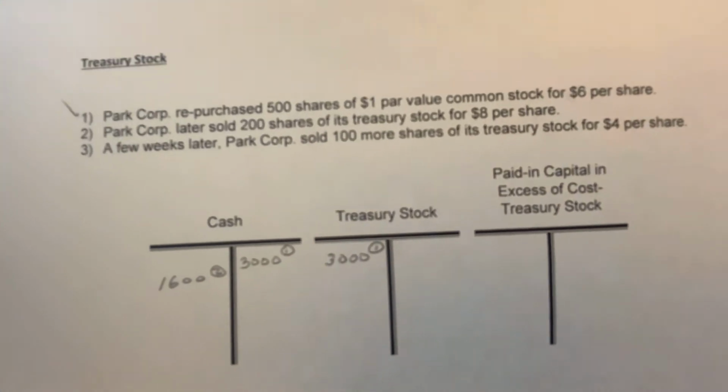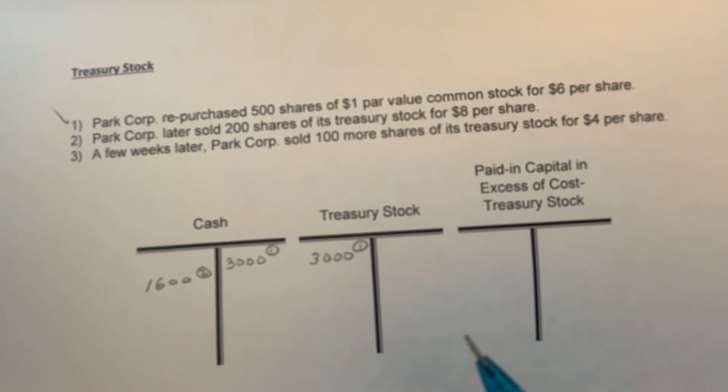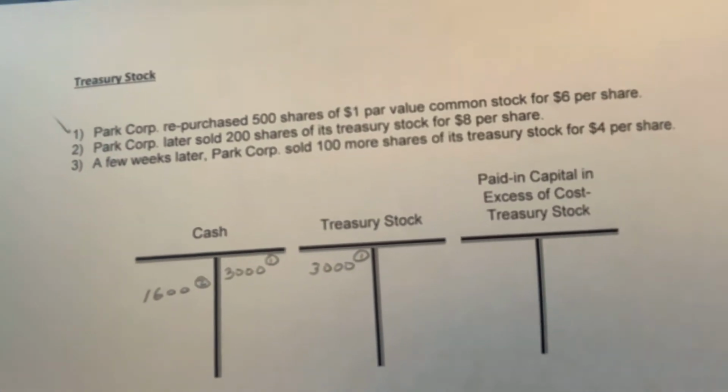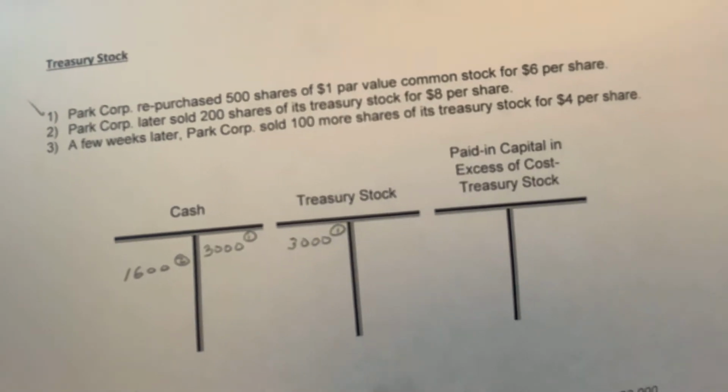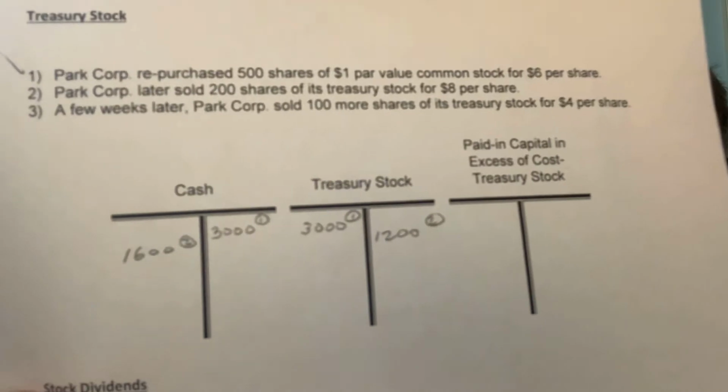That's just the way to remember it. So if we sold 200 shares, we're going to take it out at $6 per share. 6 times 200, that's $1,200. So I'm going to credit $1,200 to the Treasury stock account. Okay, $1,200 to the Treasury stock account.